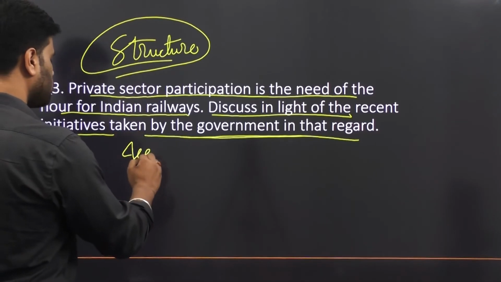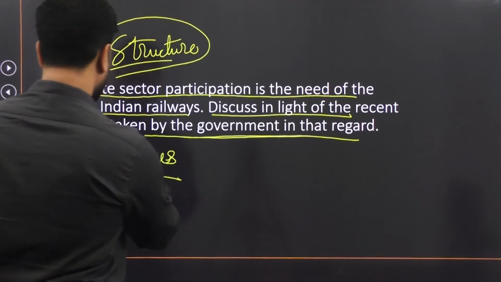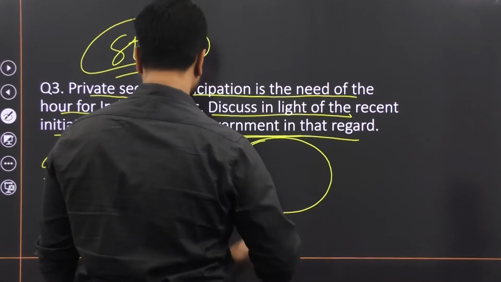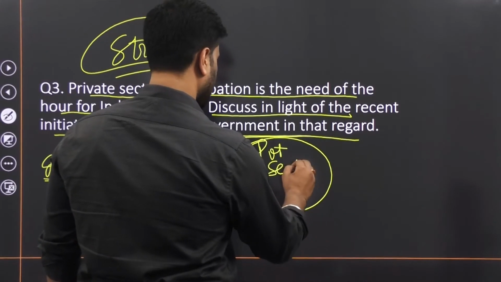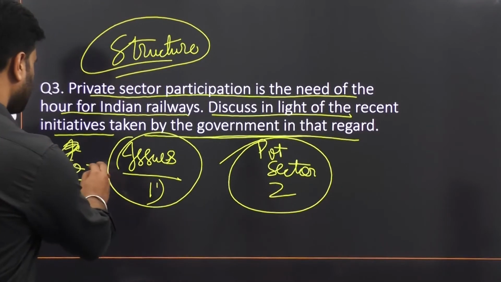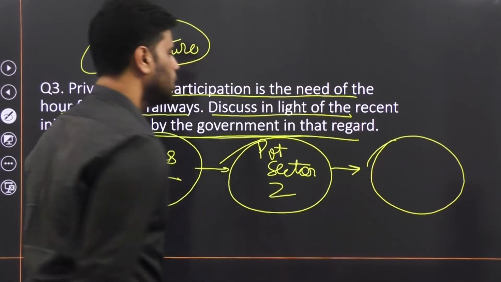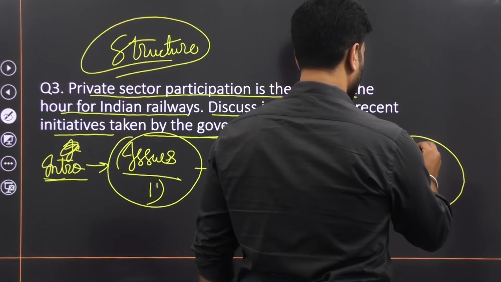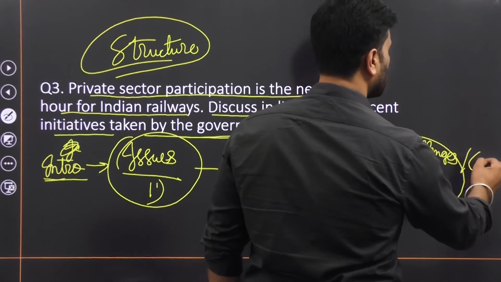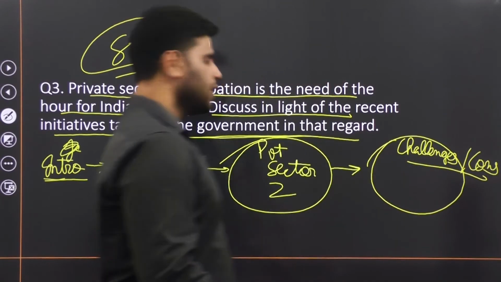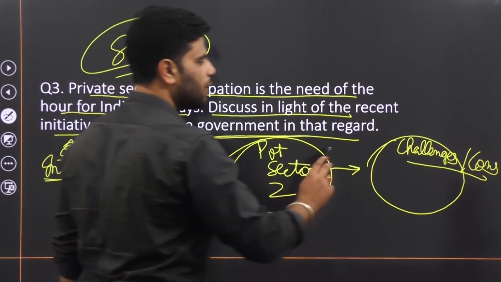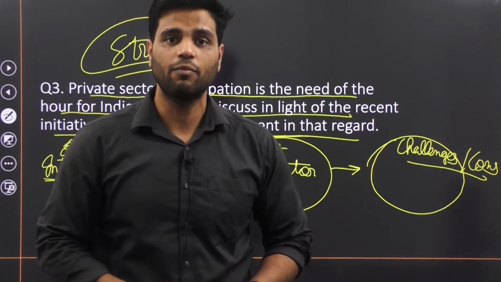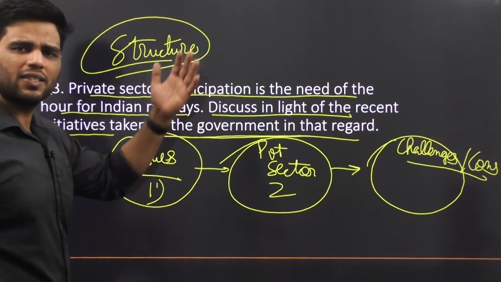Initially, then you'll write about the issues plaguing the railways. So this will be 1. What are the problems that Indian Railways are facing? Then you'll write about how private sector can solve some of these problems. And then you'll write about what can be the possible pitfalls of private sector participation, which means challenges or cons of private sector participation, right? So in this part, you'll write about pros of private sector participation. In this part, you'll write about challenges of private sector participation. And in the end, you'll write some of the initiatives taken by the government. Recently, some of the initiatives are being taken by the government to enhance private sector participation in Indian Railways. All right. That is basic trivia. You can write about that.